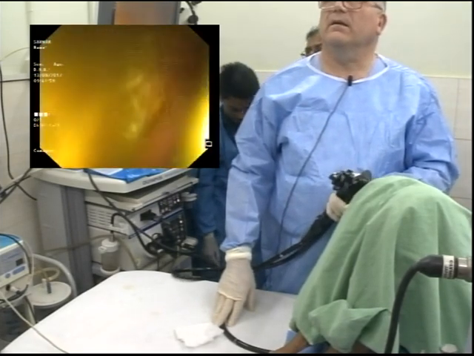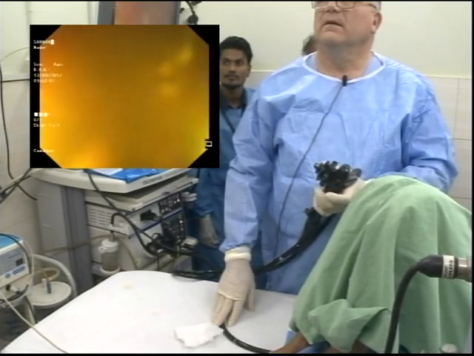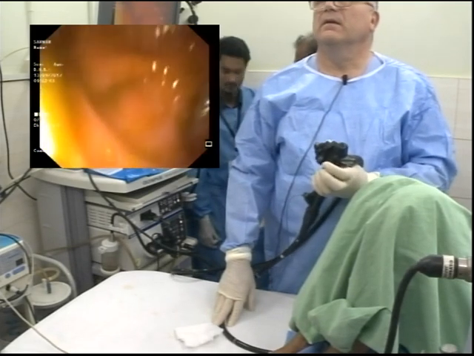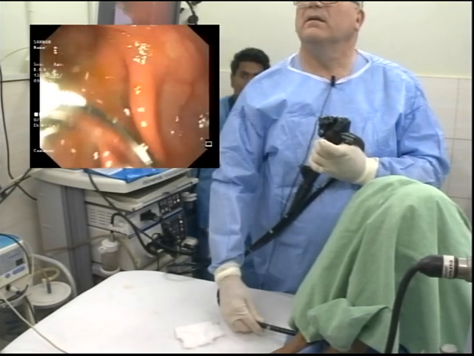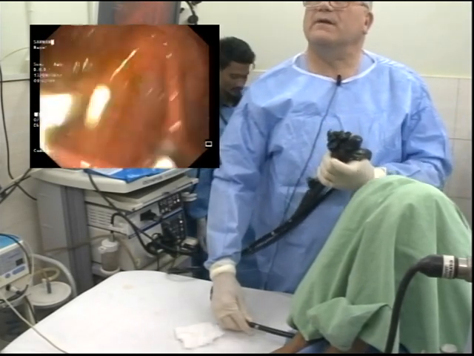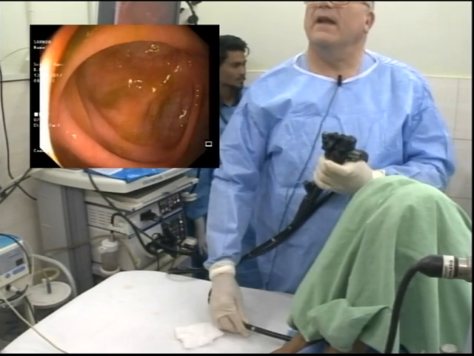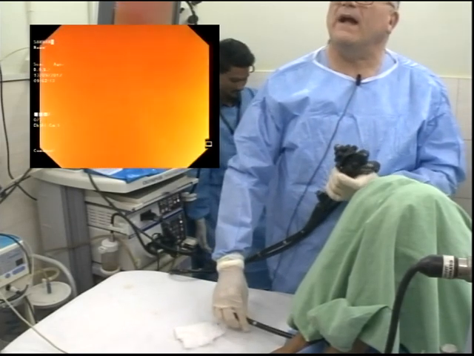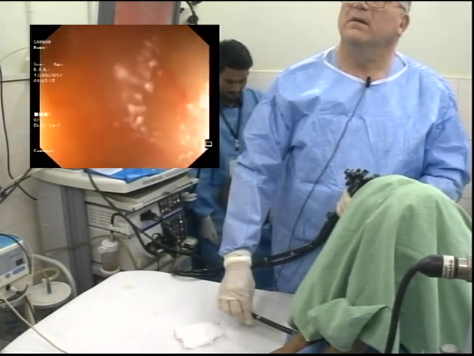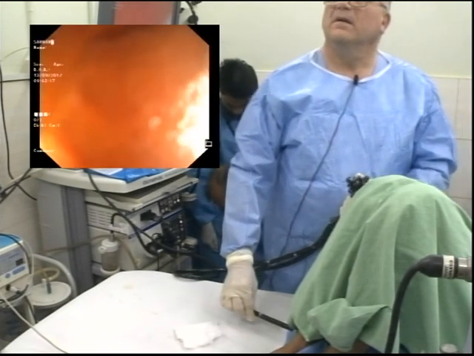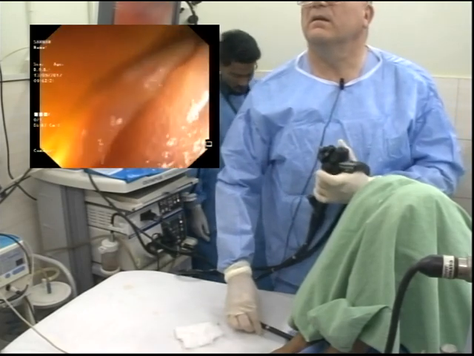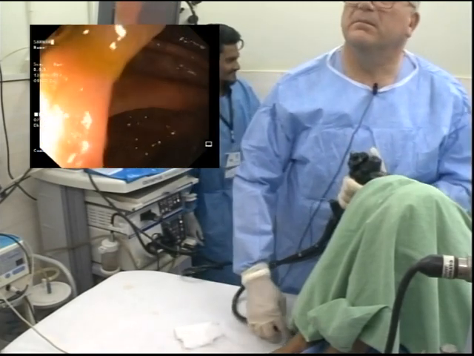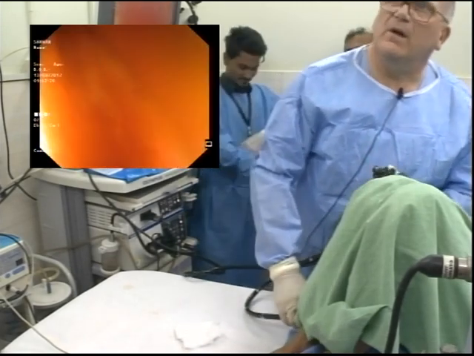Keep going, Eric. So, there we go. You can see the appendicular orifice there. So now we just come back 2 centimeters, and now we just do a slow anti-clockwise torque. Although I don't pay much attention to the folds. I want to see the appendicular orifice or the ileocecal valve, and I ideally want to get into the terminal ileum. And then we just go here.